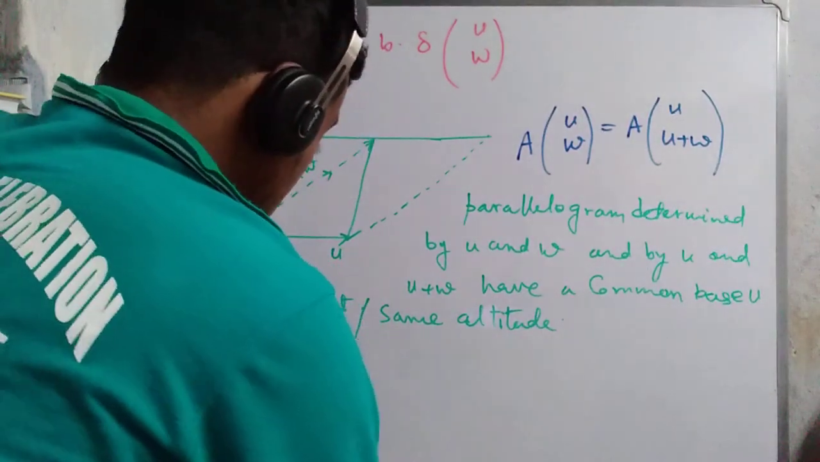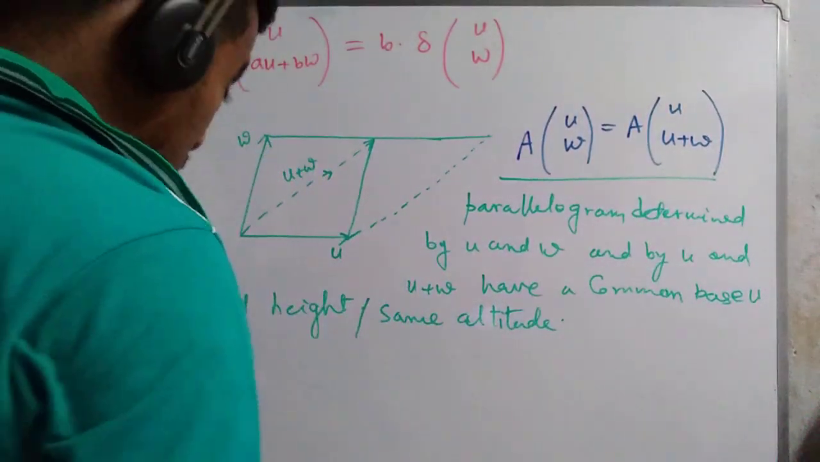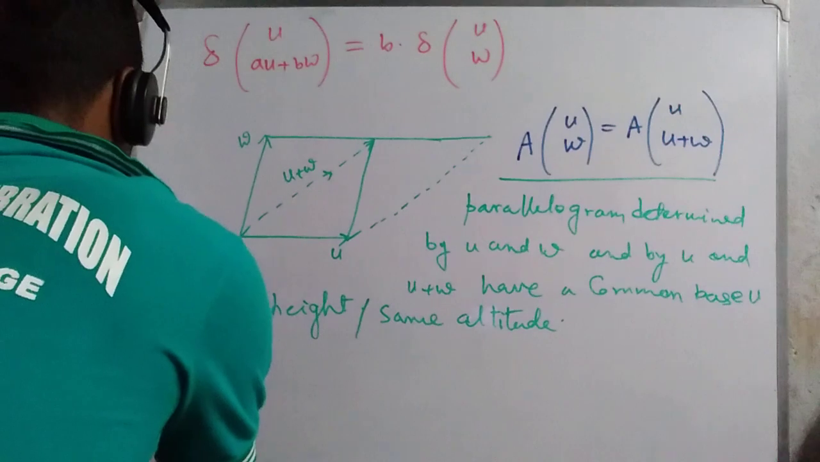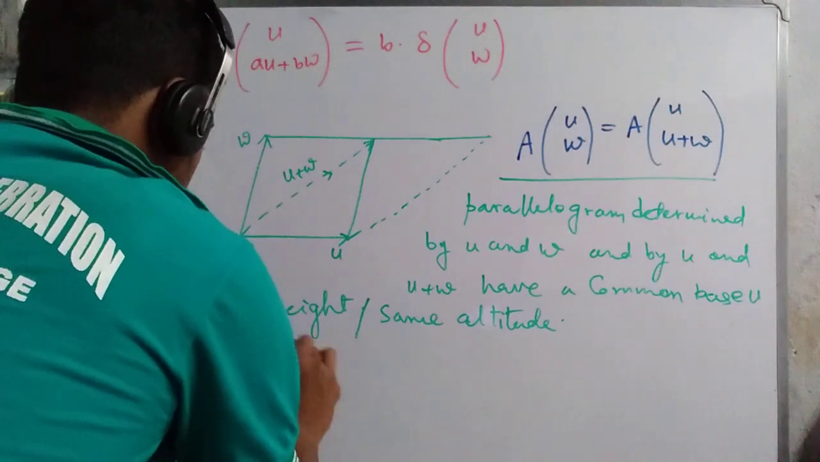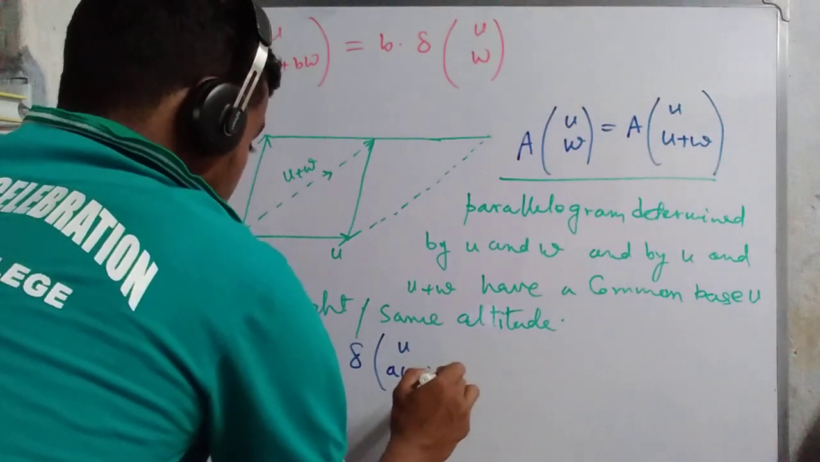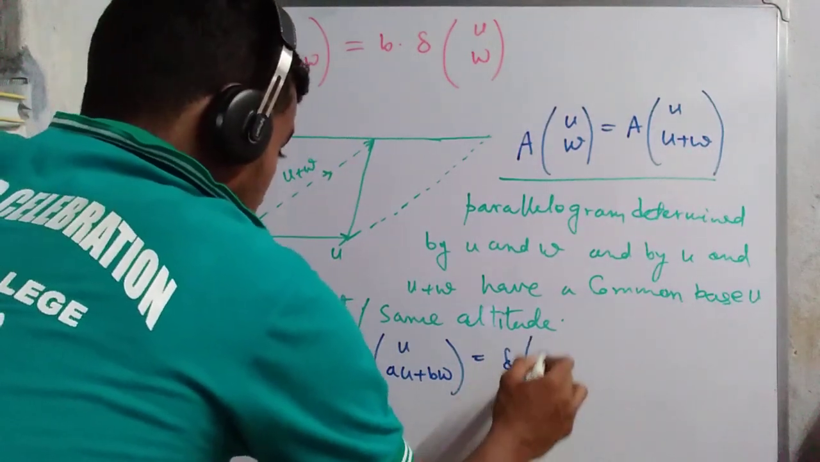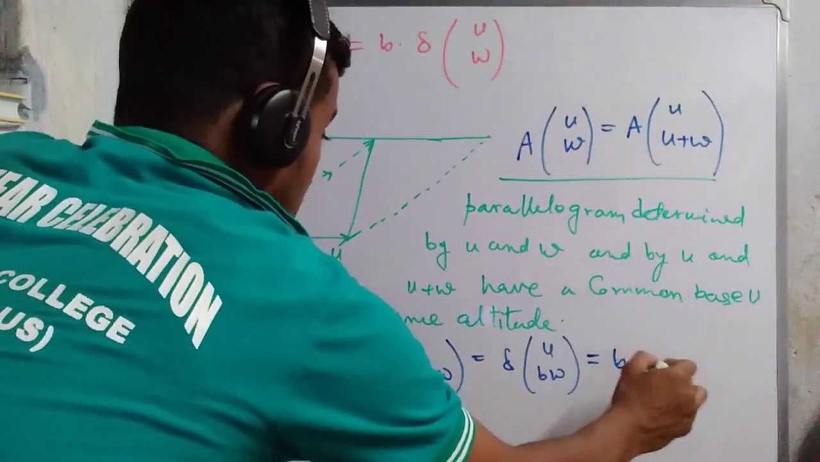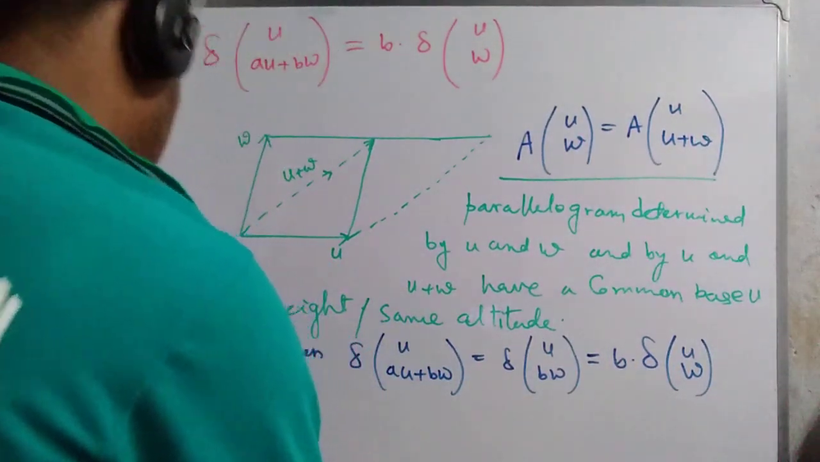Then what happened? Then we write it in this way. This one happened. So we discuss this one. If a equal to 0, then what happened? If a equal to 0, then delta of u, a u plus b w equals delta u, b w. Then this one equals b delta u w. So this is by the first one.